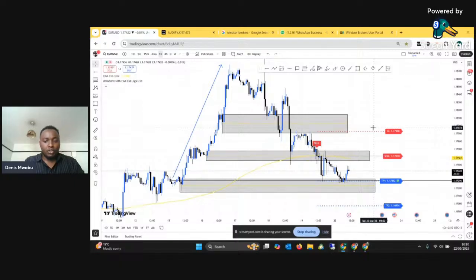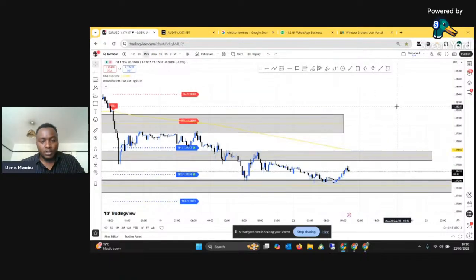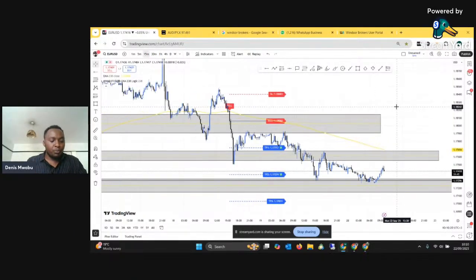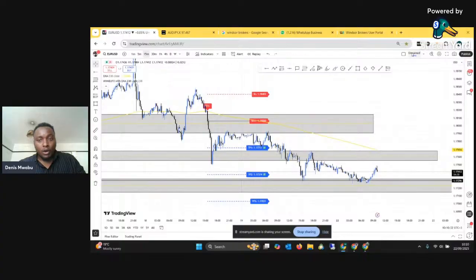So you can see on Euro USD, even if we go to a lower time frame like the 15 minutes time frame, it has not purely confirmed that we are getting into the buys. So I will go and look at another pair.